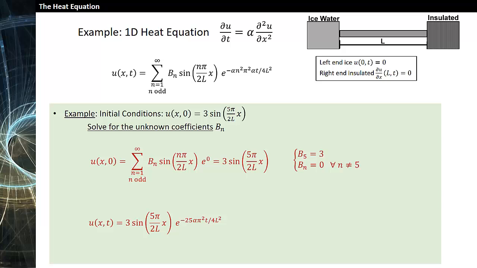In order for us to solve for this initial condition, we see that we must have b sub 5 equal to 3, namely for n equal to 5, and b sub n is equal to 0 for any n that's not equal to 5. So our solution for all time is just picking up one term from that infinite sum of terms, the n equal to 5 term. So we have 3 sine of 5 pi over 2L times x. And then in the exponential, we put n equal to 5, so that n squared gives us the factor of 25 that's there. We still have alpha pi squared t, and then divide by 4L squared. So this gives us a solution for all time.